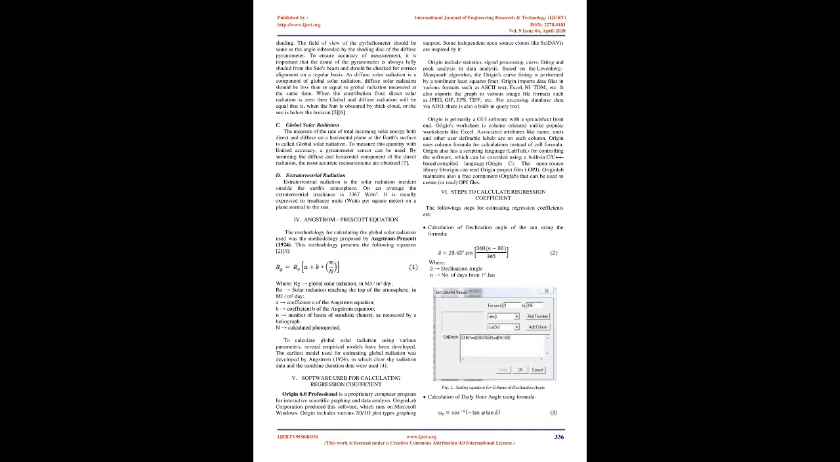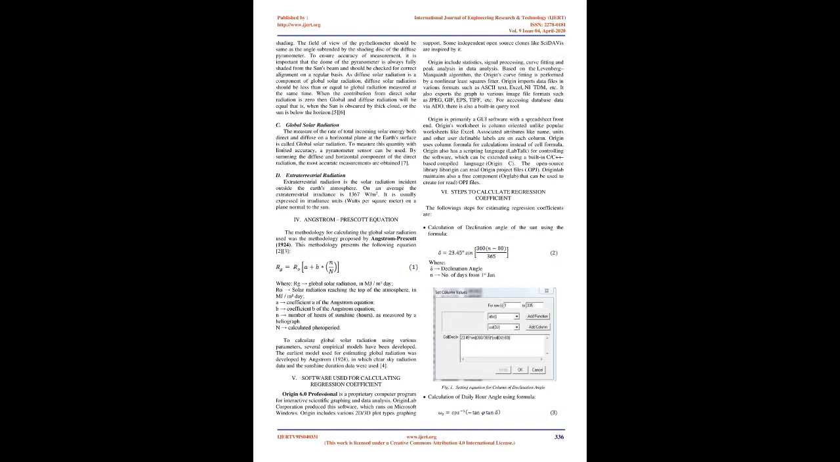The field of view of the pyrheliometer should be the same as the angle subtended by the shading disk of the diffuse pyranometer. To ensure accuracy of measurement, it is important that the dome of the pyranometer is always fully shaded from the Sun's beam and should be checked for correct alignment on a regular basis.